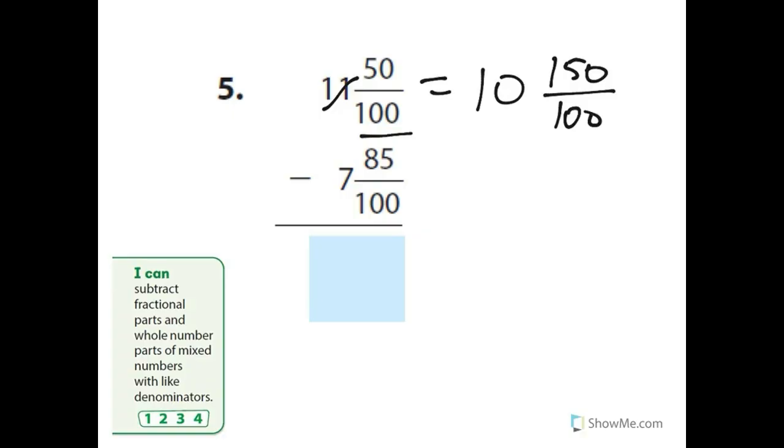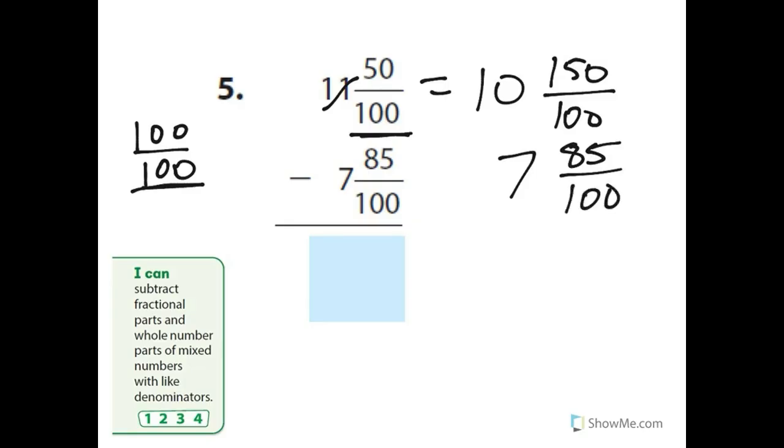Now, why am I adding 100 to 50? Well, because I'm adding 100 over 100, right? We want the same denominator, and we want it to equal 1. So now we got 7 and 85. Now, 150 and 85 are still big numbers, but a lot easier than 1,150, right? Okay.